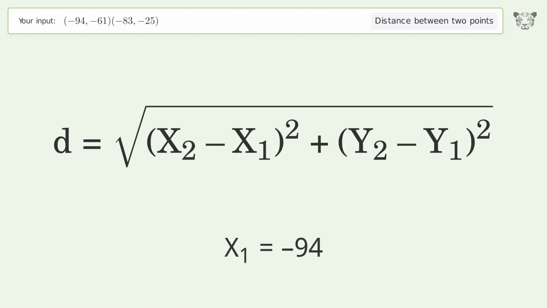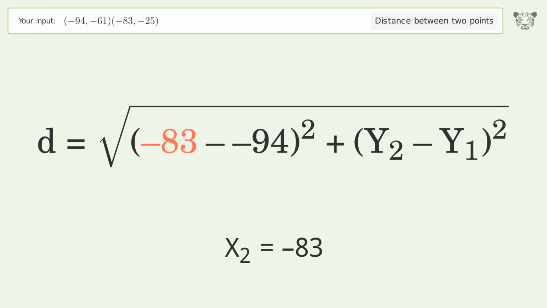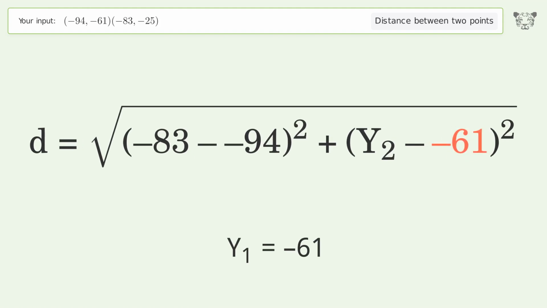x1 equals -94. x2 equals -83. y1 equals -61. y2 equals -25.